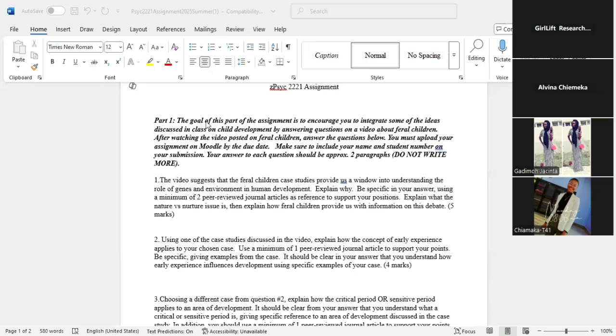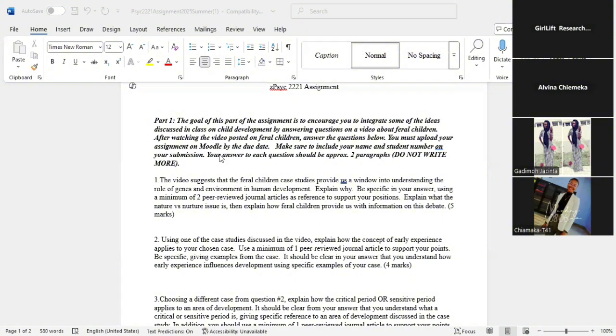So the first thing is the goal of these assignments. What's the goal? It says it is to encourage you to integrate some of the ideas discussed in class. So first things first, you cannot do this assignment without getting those ideas discussed in class. So if you're given this brief, the first question you should be asking whoever is giving it to you is, what are the ideas that were discussed in class? Because you need to integrate them. And so at the end of the day, if those ideas are not integrated in answering the question, then the goal of the assignment is not met.